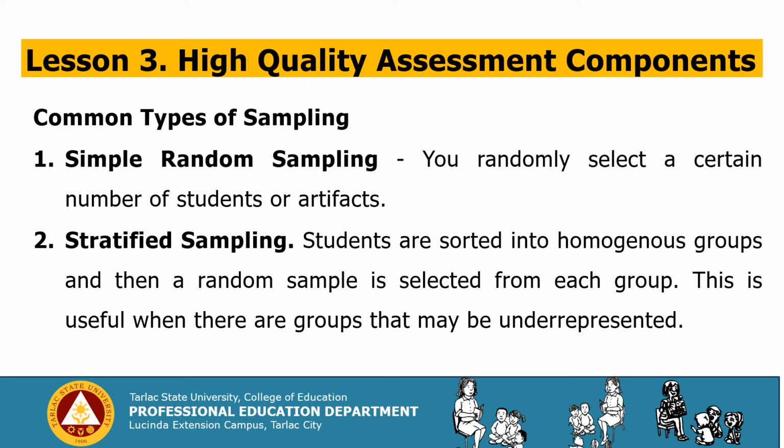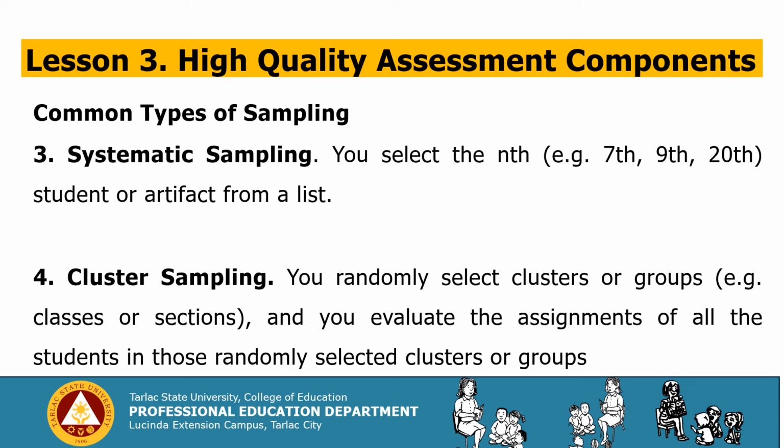These are the common types of sampling. Number one, simple random sampling. You randomly select a certain number of students or artifacts. Number two, stratified sampling. Students are sorted into homogeneous groups and then a random sample is selected from each group. This is useful when there are groups that may be underrepresented. Number three is systematic sampling. You select the nth term, for example, the 7th, the 9th, the 20th student or artifact from a list. Number four is cluster sampling. You randomly select clusters or groups, for example, classes or sections, and you evaluate the assignments of all the students in those randomly selected clusters or groups.